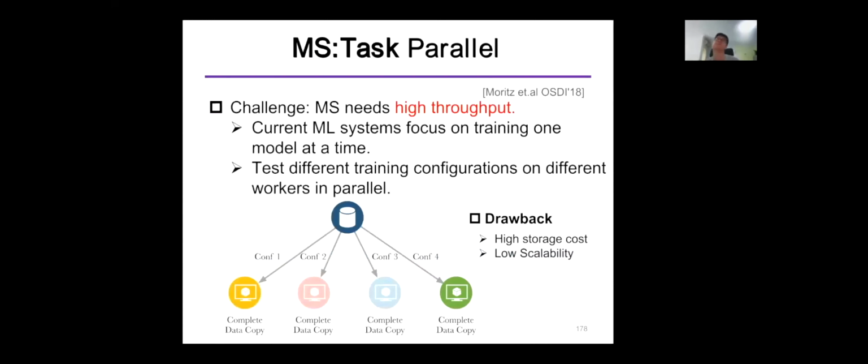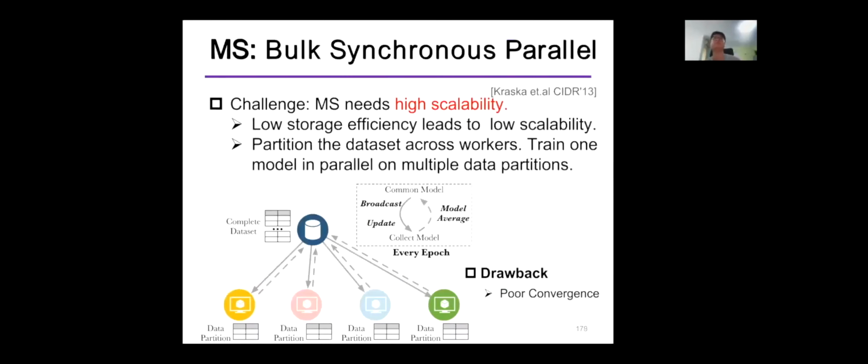The first is task parallel. The challenge is that model selection needs high throughput, while current machine learning systems focus on training one model at a time. This method tests different training configurations on different workers in parallel. The key idea is to copy the data to multiple workers and run different configurations in parallel. The drawback is that it needs high storage cost, so the scalability is low.